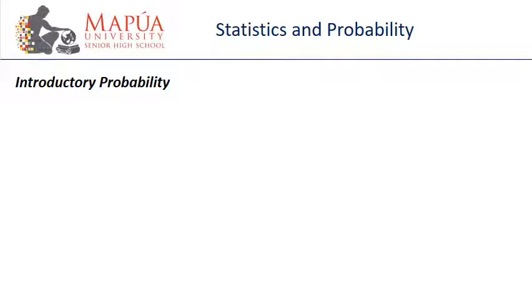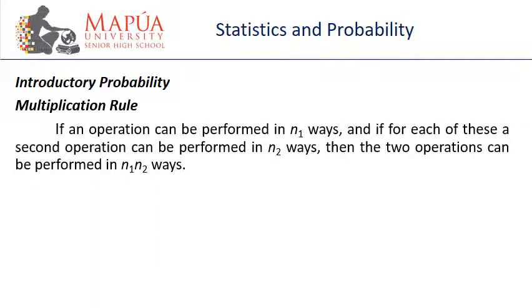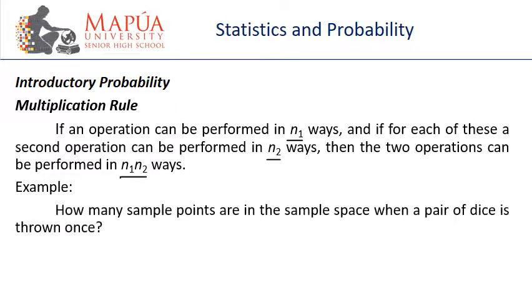For counting techniques, we're going to begin with the multiplication rule. If an operation can be performed in n sub 1 ways, and if for each of these a second operation can be performed in n sub 2 ways, then the two operations can be performed in n sub 1 times n sub 2 ways.